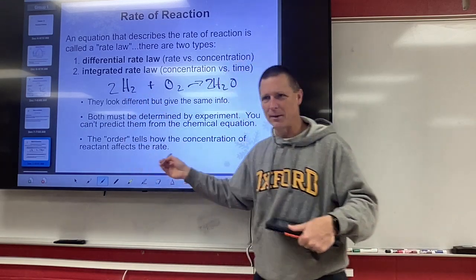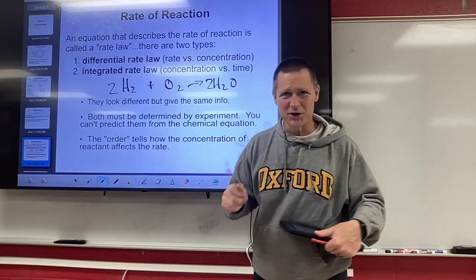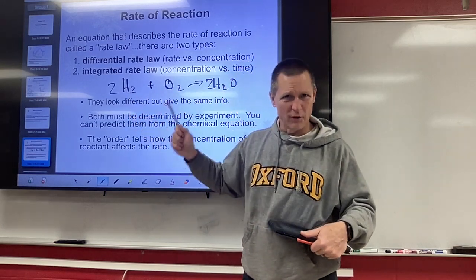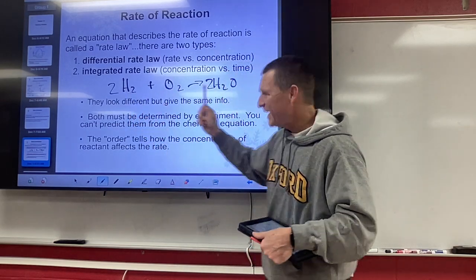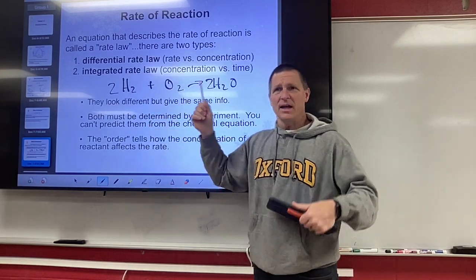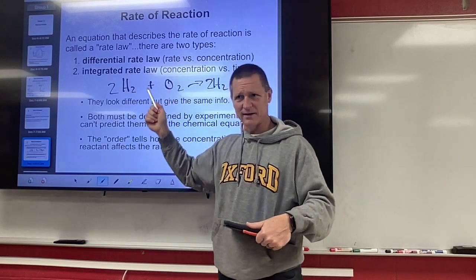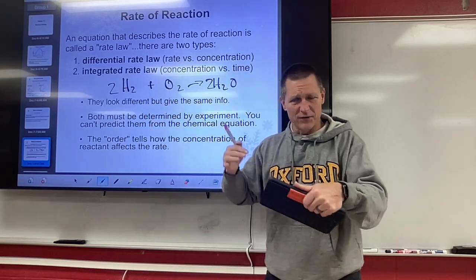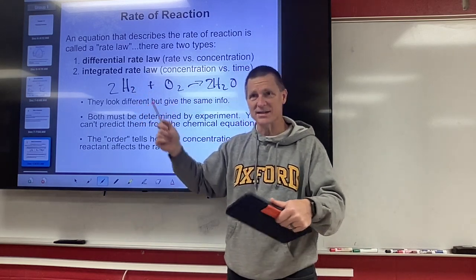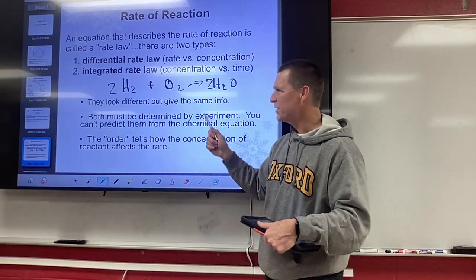I have a cursory description of the order here. But I just want you to know that you don't get the order just from looking at the coefficient. We get the order by running the reaction in several different trials, varying the concentration of the reactants, and the rate of the different trials is going to tell us how the concentration, as we change it, is affecting the rate of the reaction. So yeah, the order tells us how the concentration affects the rate.